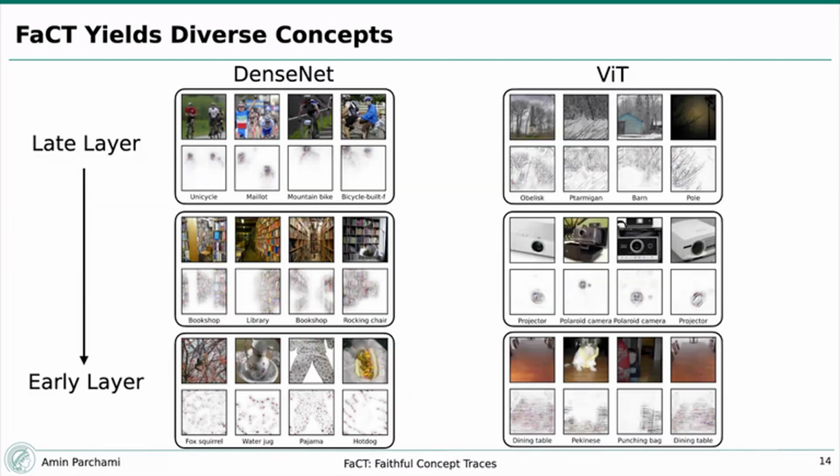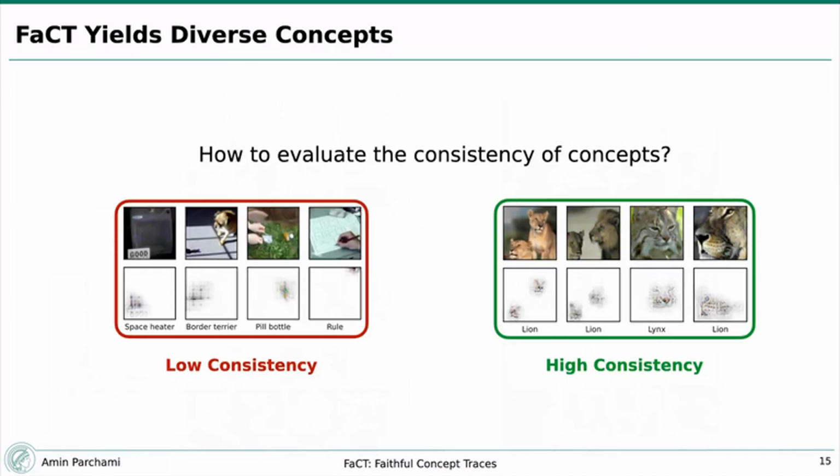We can now explore different layers and architectures. Here we see samples of both DenseNet and ViT architectures in two columns for different layers. Notice how the concepts are shared across classes and can have different spatial size.